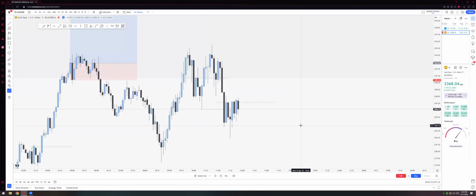Anybody? Any other questions? Any trade that you might take or took, want to go over?